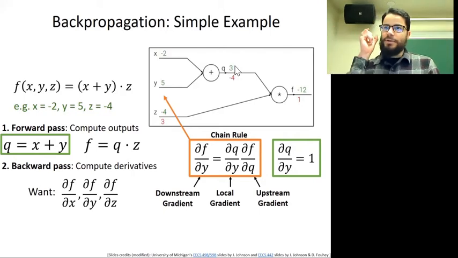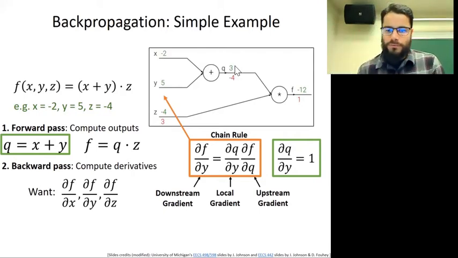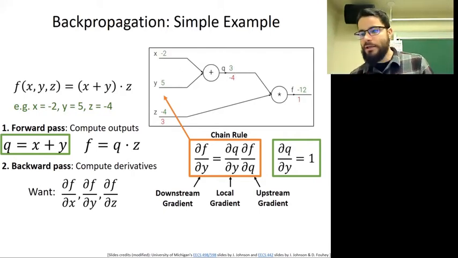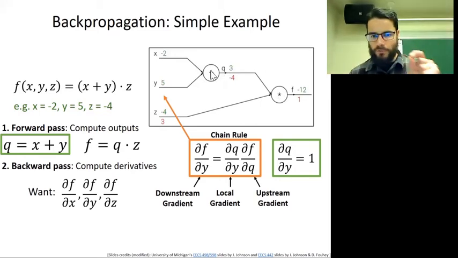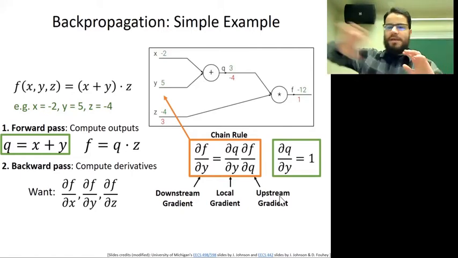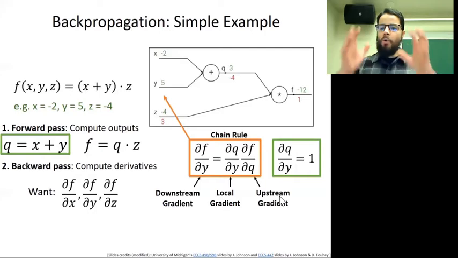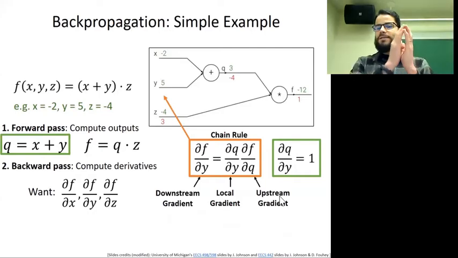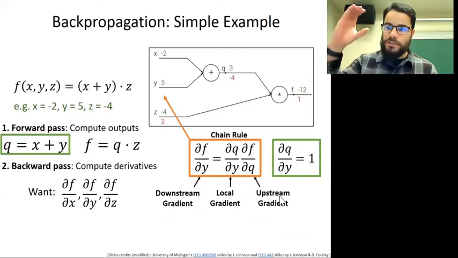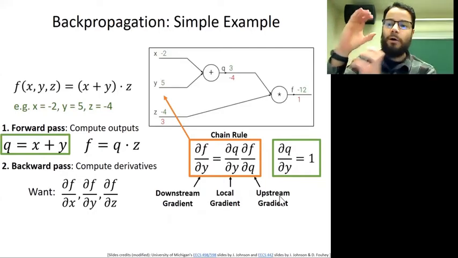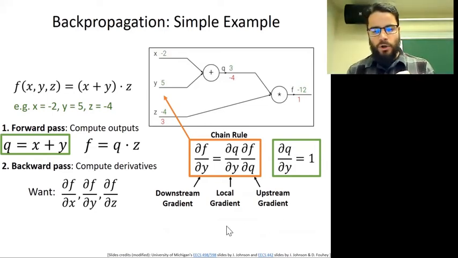The gradient that is coming into the output of a node. So you do the forward pass, and then during the backward pass, there's going to be a gradient coming into the output of a node, right? This gradient is called the upstream gradient. What does the upstream gradient represent? Regardless of how big your network is, it is always going to represent the derivative of the loss with respect to the output of your function, okay?